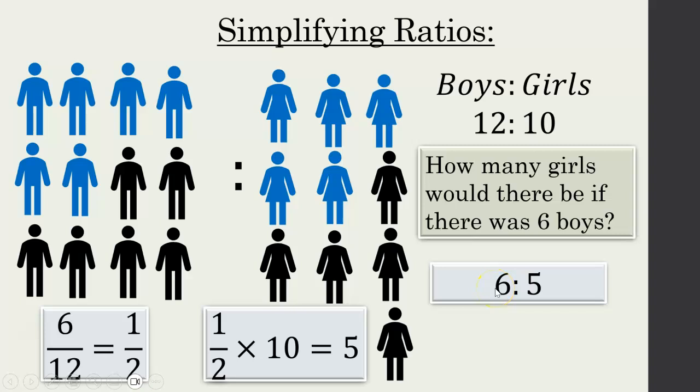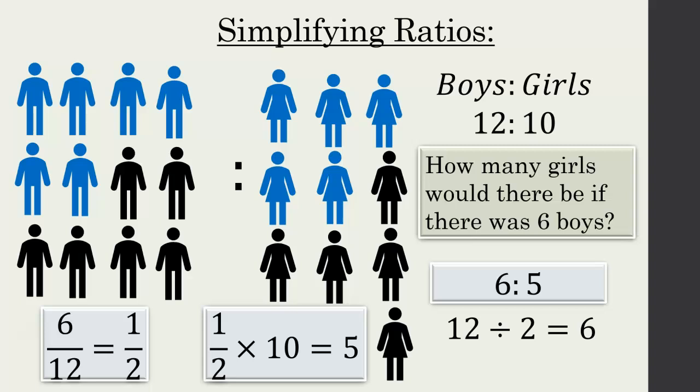Thinking back to your equations, remember if we do one thing to one side of the equation, we have to do it to the other. And we were multiplying and dividing and adding and subtracting. Well, let's say we were just multiplying and dividing here. 12, I went down to 6. How did I do that? Well, I divided it by 2.